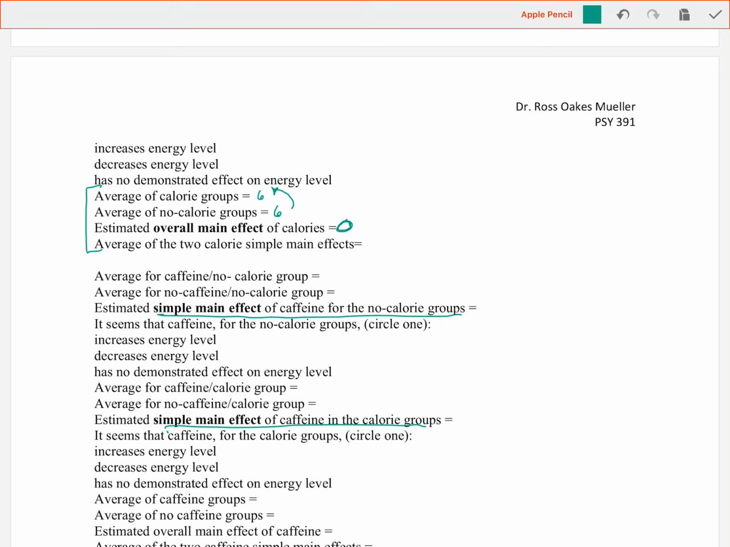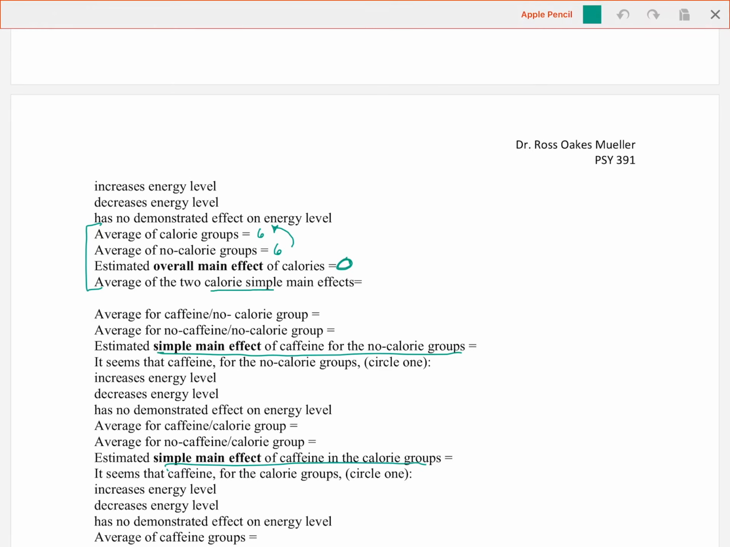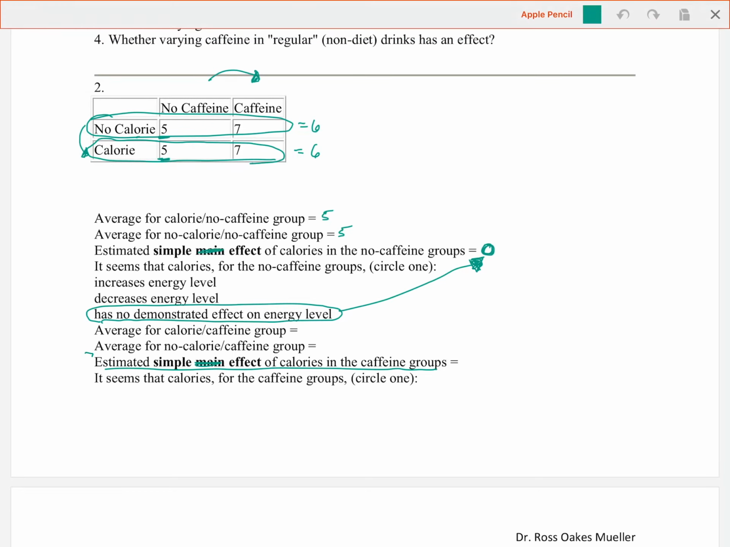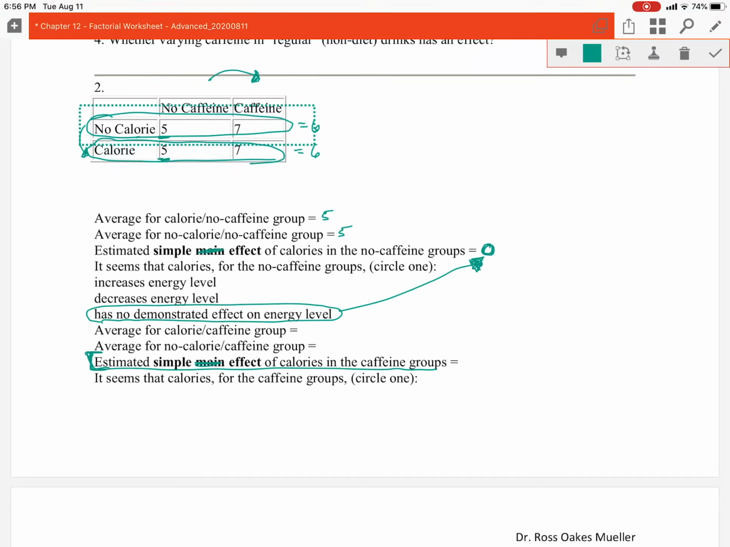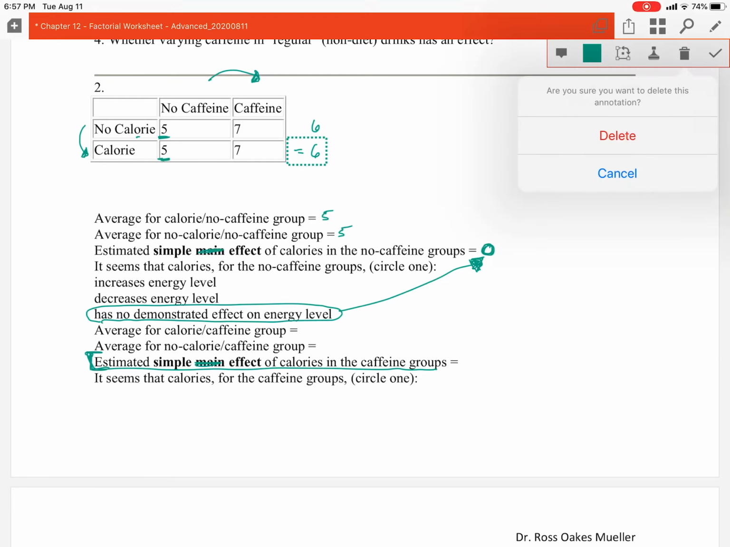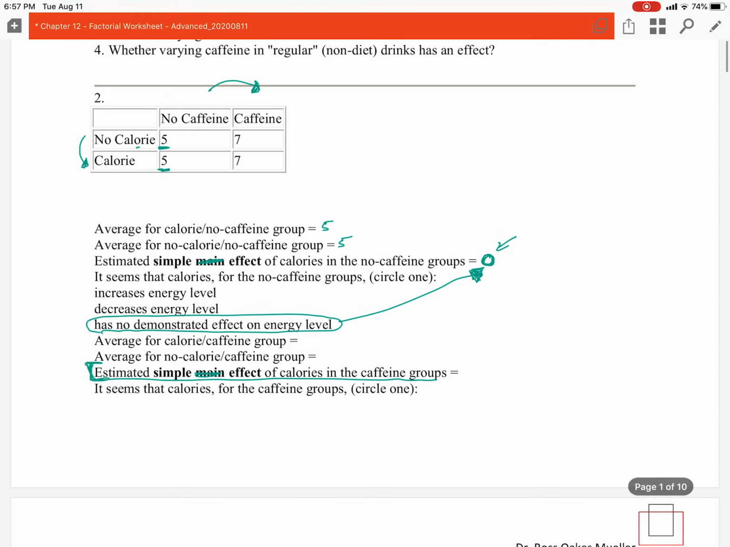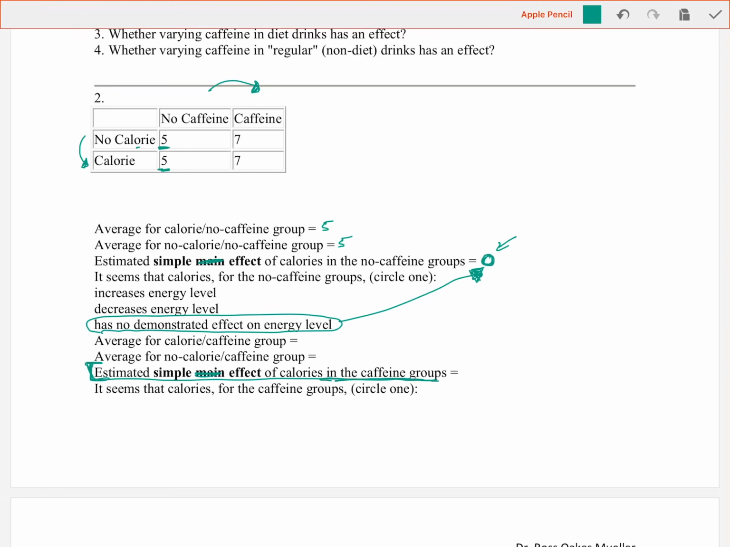Now the last thing that you're going to do is you're going to take a look at the calorie simple main effects. 2 calorie simple main effects. So let's come over here and take a look at the estimated simple main effect of calories within the caffeine group. Okay, so then I'll show you kind of how these work out. So now let's take a look. We've already done the simple main effect for calories within the no caffeine groups, which was 0. Let's take a look at the simple main effect for calories within the caffeine groups.